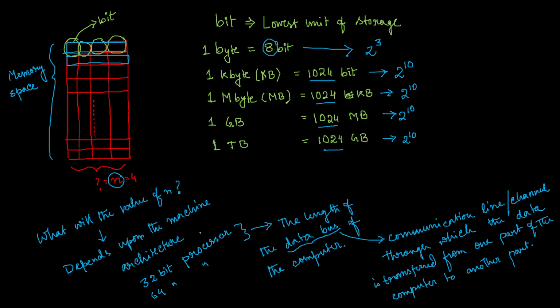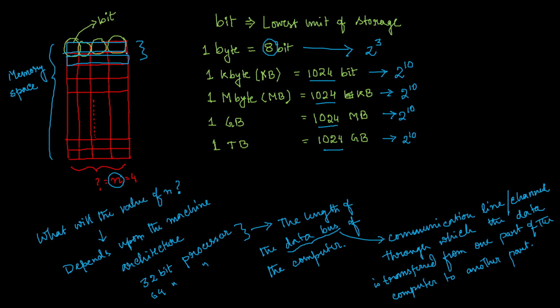So assume that you have a machine with a 4-bit processor. If you have a 4-bit processor, that means the data bus can carry any data having length 4. If it carries data having length 4, that means in the memory space each and every location should be able to store this 4-length data, as we have in this particular part, data having length 4, right?